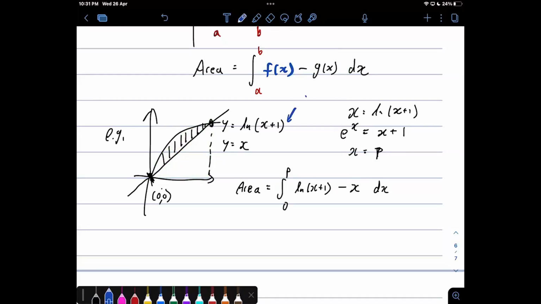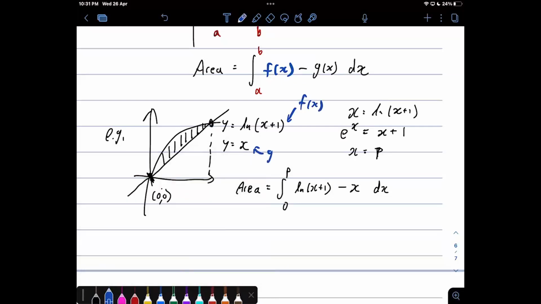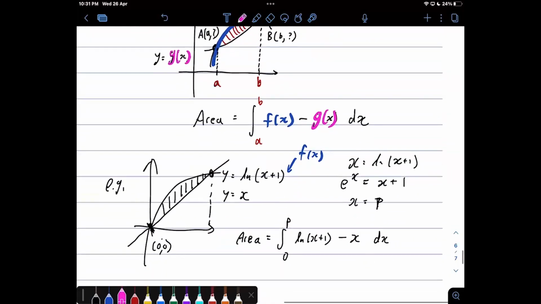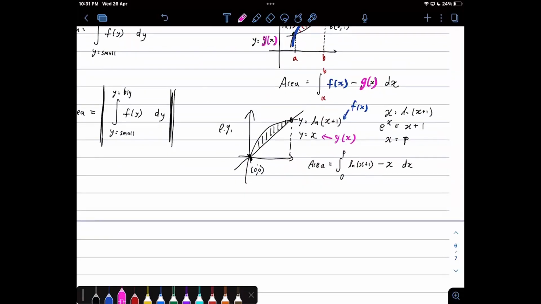This is like f of x. That one is like g of x. Maybe I should label it with a different color. I'll label this as pink, g of x. Area equals top minus bottom. Integrate from left to right. Done.